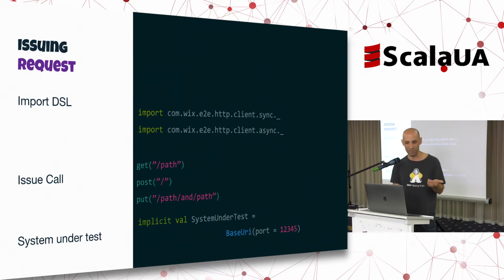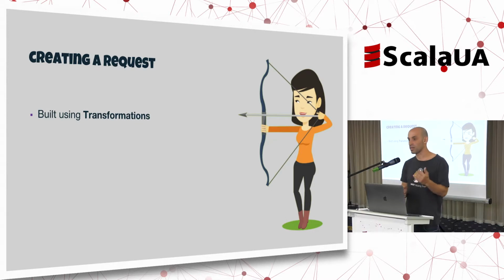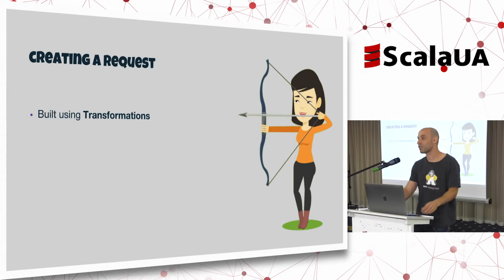Just issuing a call, you need something a little bit more. So how do you actually create the whole request? This is something that came from Spray, and it manifested to us that building a request is a set of transformations. It's very functional, but it's very, very smart. Other HTTP clients also do that.